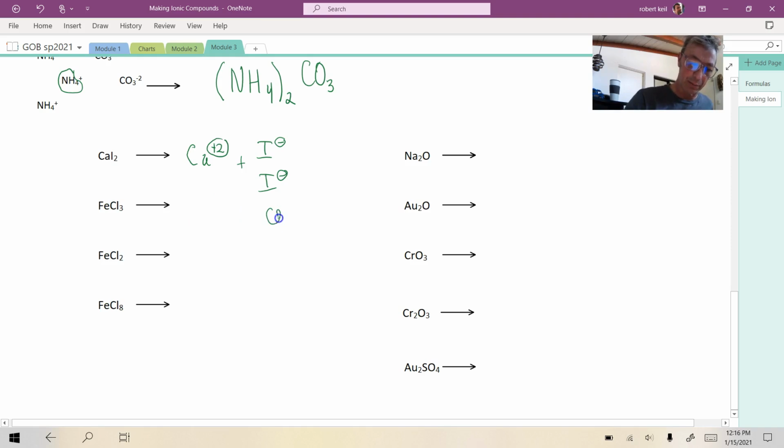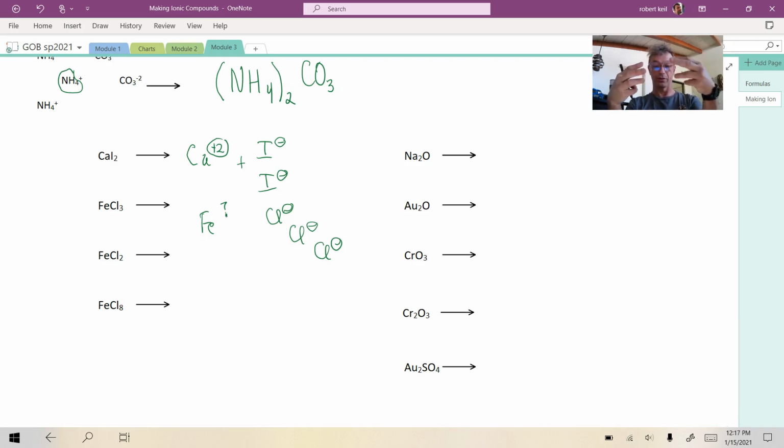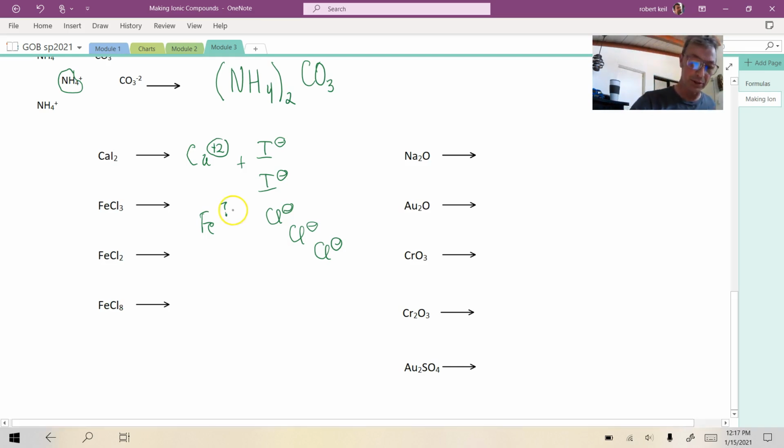I do know chlorine. Chlorine likes to make a minus 1 charge, and there are going to be 3 of them. So what does the iron have to be? If I have 3 negatives, what does it have to be to equal that? It's going to have to be 3. So my iron must be plus 3.